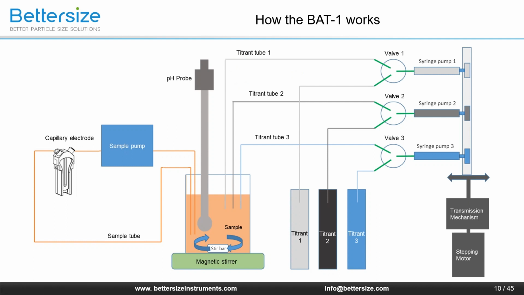During titration, the pH probe measures the pH in real time. Once the pH reaches the target value, the sample pump will work to circulate the sample into the BeNano to measure the zeta potential. All these steps, titration, delivery, and zeta potential measurements, are controlled by the BeNano software via an SOP.